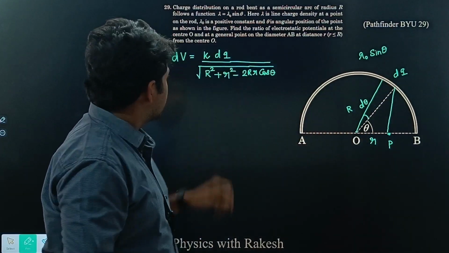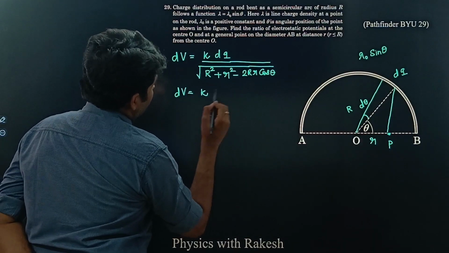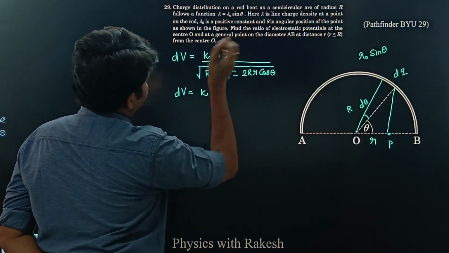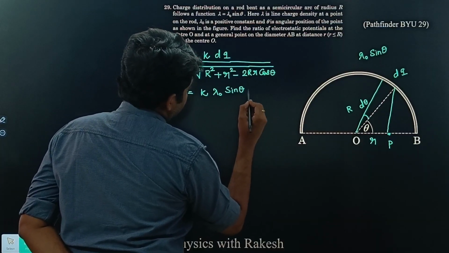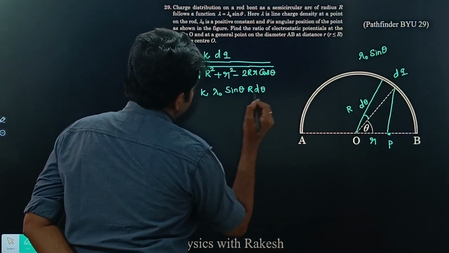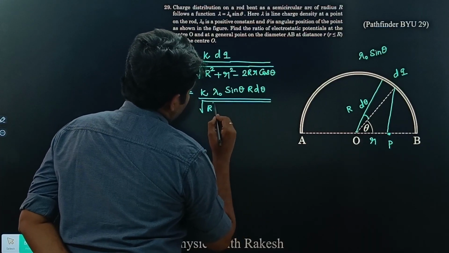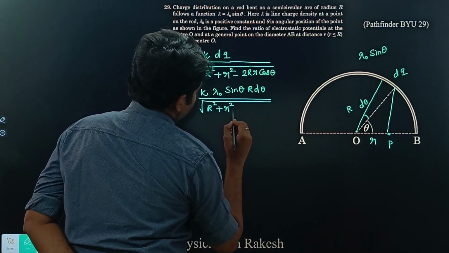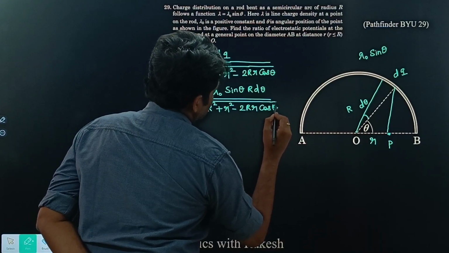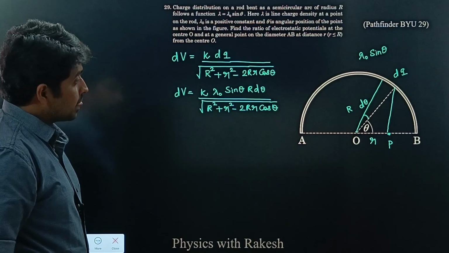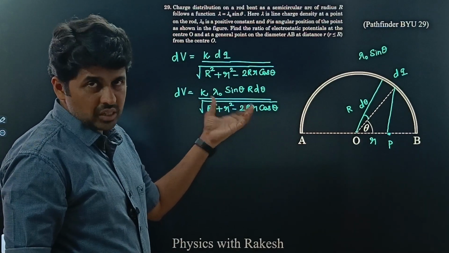Now we'll just write the terms. What is dV? k. What is dq? Lambda times r d theta, that is lambda naught sine theta into r d theta, divided by root over r square plus r square minus 2rr cos theta. Now we can take this term as some t square.